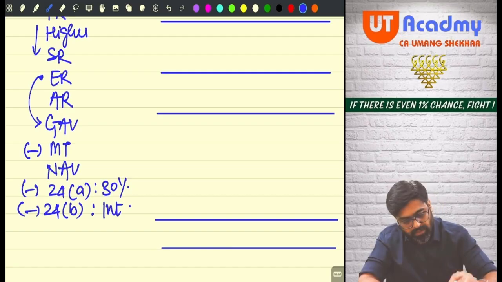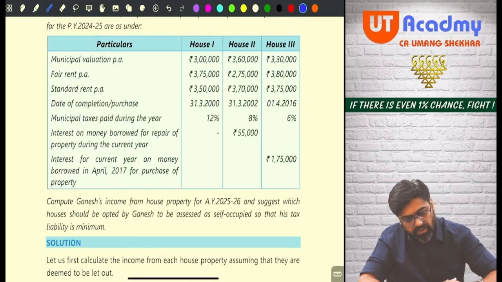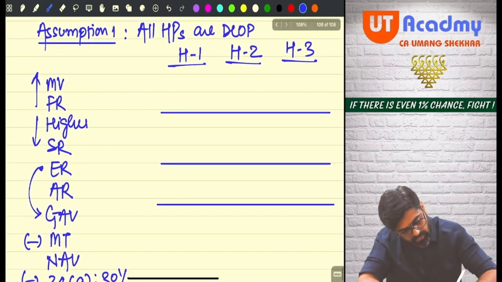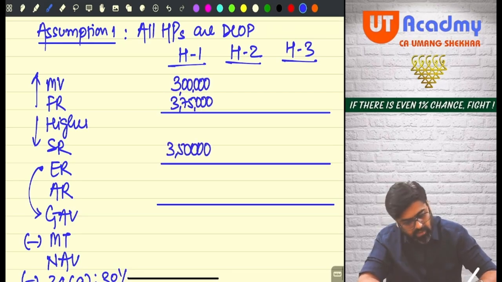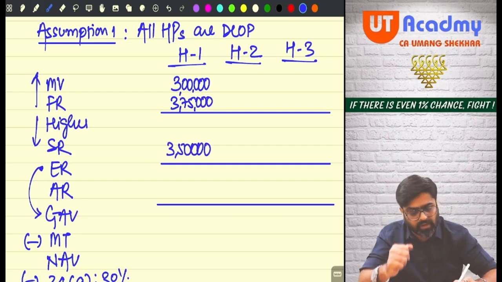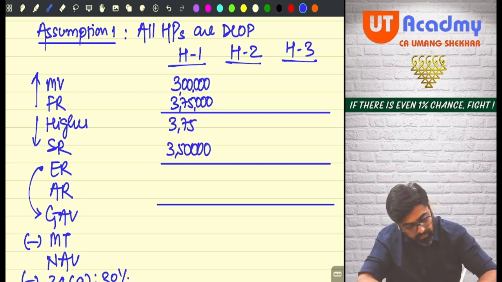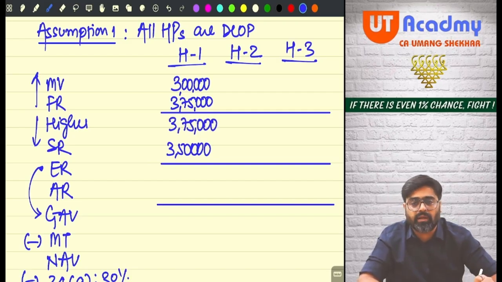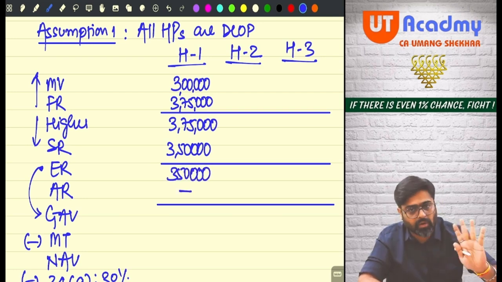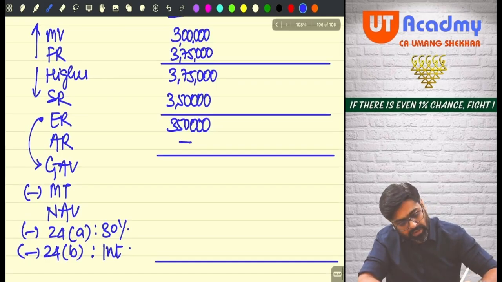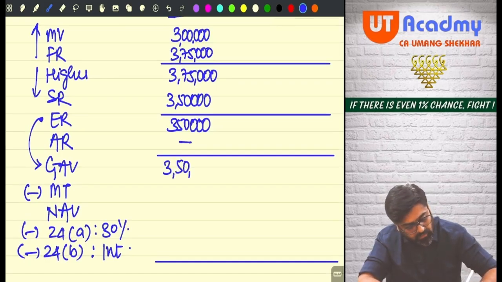Now what we are doing, please check. 3 lakh, 375, 350. Tell me, 3 lakh or 3 lakh 75, whichever is higher: 3 lakh 75. 3 lakh 75 or 3 lakh 50, whichever is lower: 3 lakh 50. Is there any actual rent? No, actual rent is not applicable here. So whatever expected rent there is, that entire amount will become your GAV.